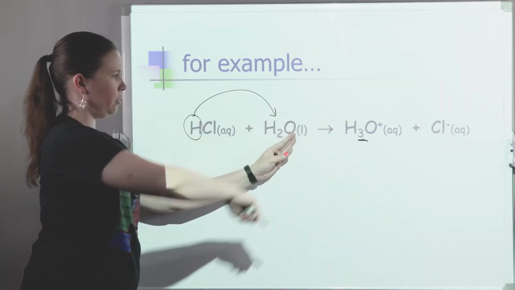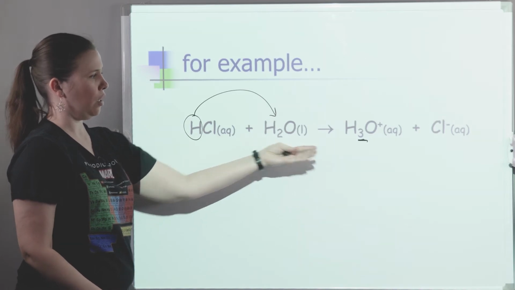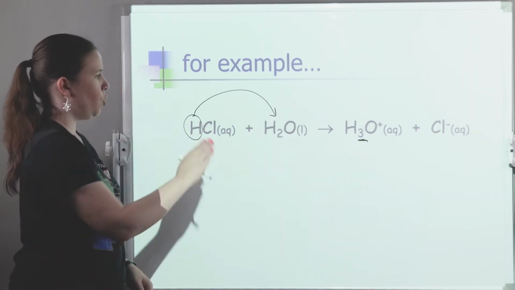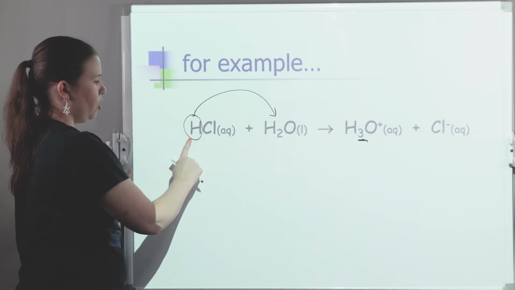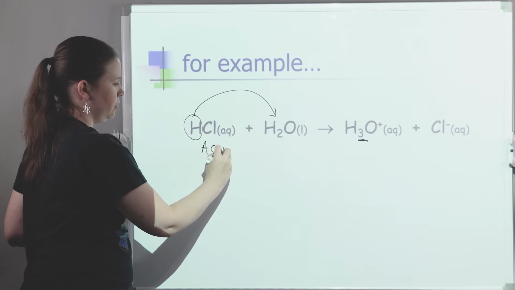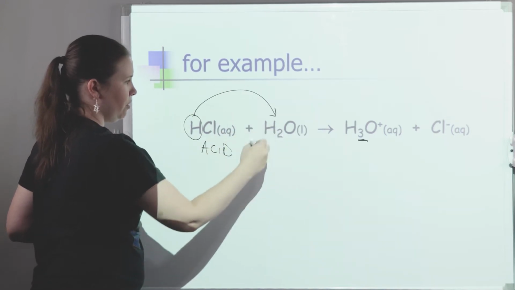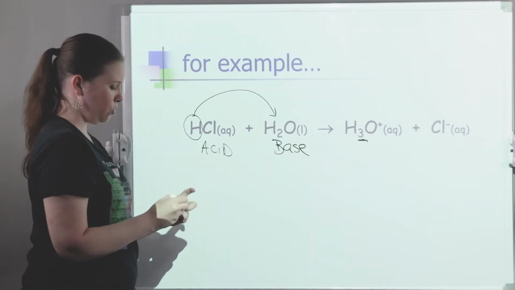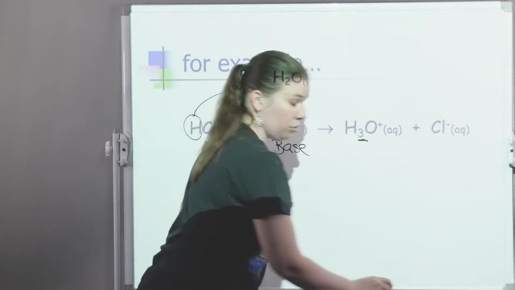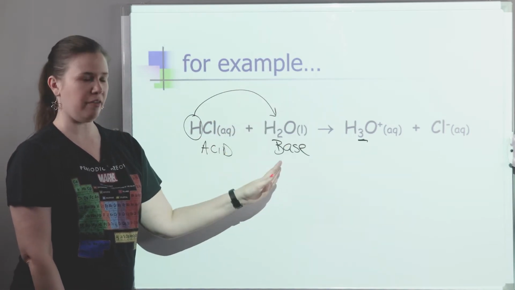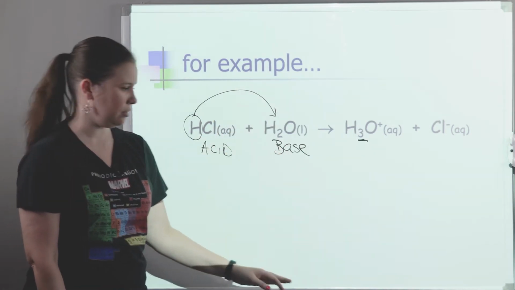See how it ended up all alone? And then my water is now up a hydrogen. So that must have gained it. Once I identify the proton transfer, the source of the hydrogen is going to be the acid, and the taker of the hydrogen is going to be my base. So normally we think of water as neutral because it's a 7 on the pH scale, but as Bronsted-Lowry defines it, it can act as a base.